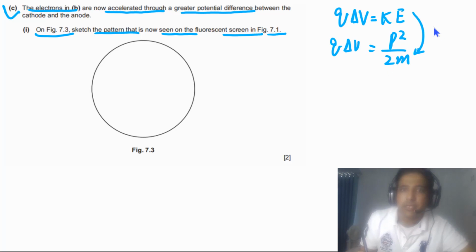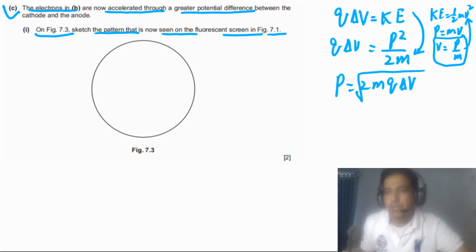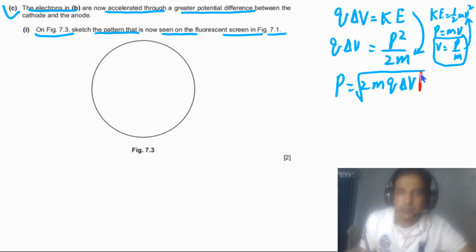Kinetic energy is equal to 1/2 mv squared, and momentum is equal to mv. From here we can get v, which is p divided by m. If we plug this back in, we get p squared divided by 2m. From here we can write p as the root of 2m times q times delta V. So you can see that if the potential difference increases, the momentum will increase.